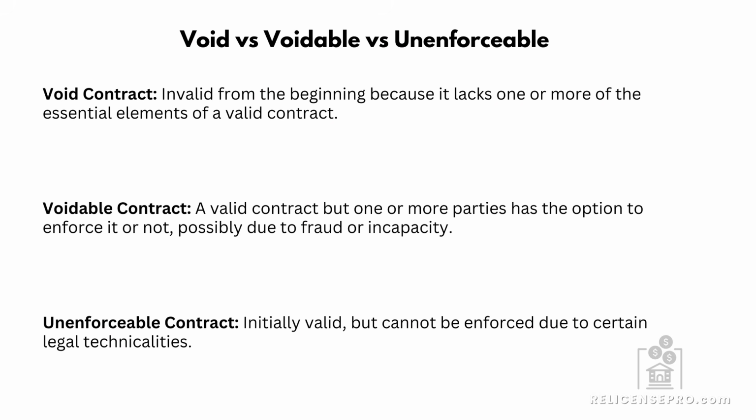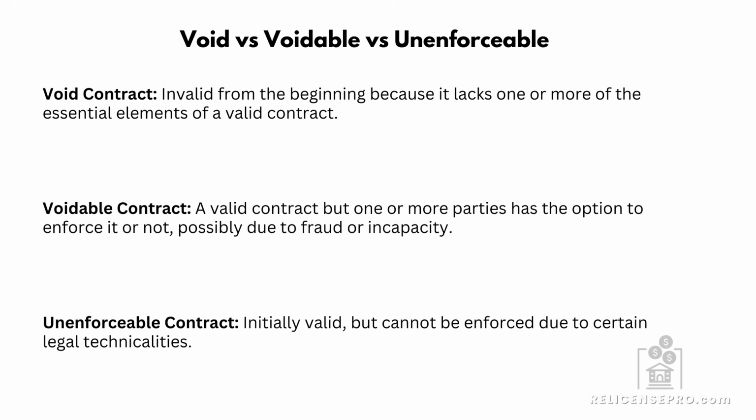Voidable contracts. A valid contract, but one or more parties has the option to enforce it or not, possibly due to fraud or incapacity. So a voidable contract is a valid contract. It has all of the essential elements of a valid contract. But then one or more of the parties have the option to enforce it or not. And they could argue that, I was legally incompetent when I entered into the contract, for example, a minor or something like that. So those are elements that you definitely want to know for your exams. And again, that was voidable contract.